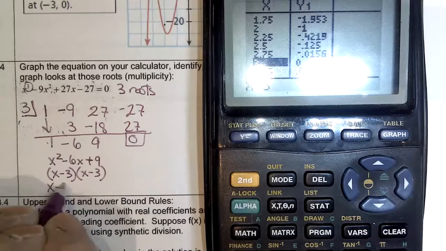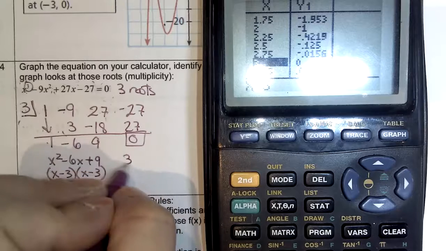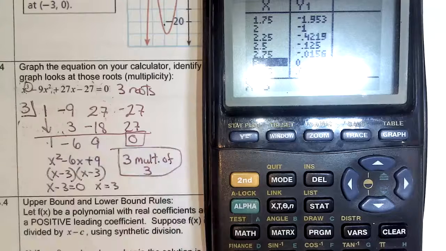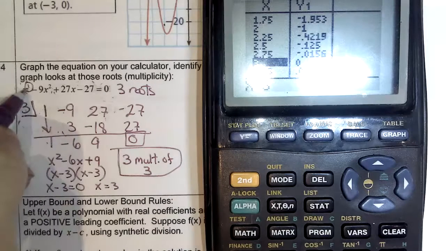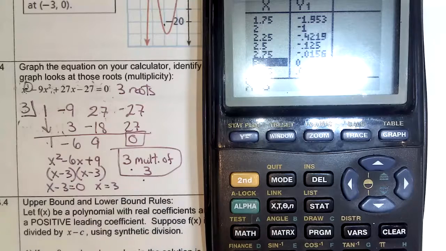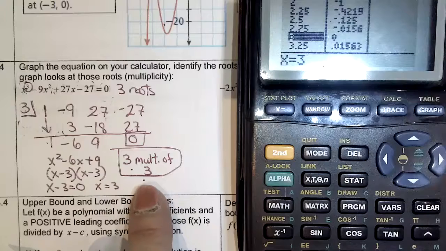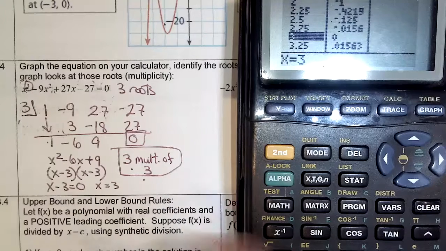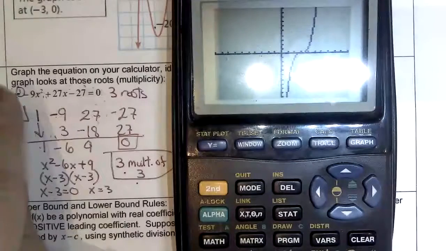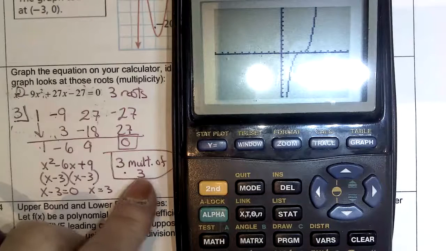If I set those equal to 0, then I get x equals 3. So I get 3 three times, which means it's a multiplicity of 3. So I still have 3 roots. It's just the same number that has a multiplicity of 3. It occurs 3 times. So don't think that just because you get 3 and you can't find anything else, or your graph looks like it only crosses in one place, there's only 1 root, even though we know there has to be 3. This multiplicity changes the way the roots work.